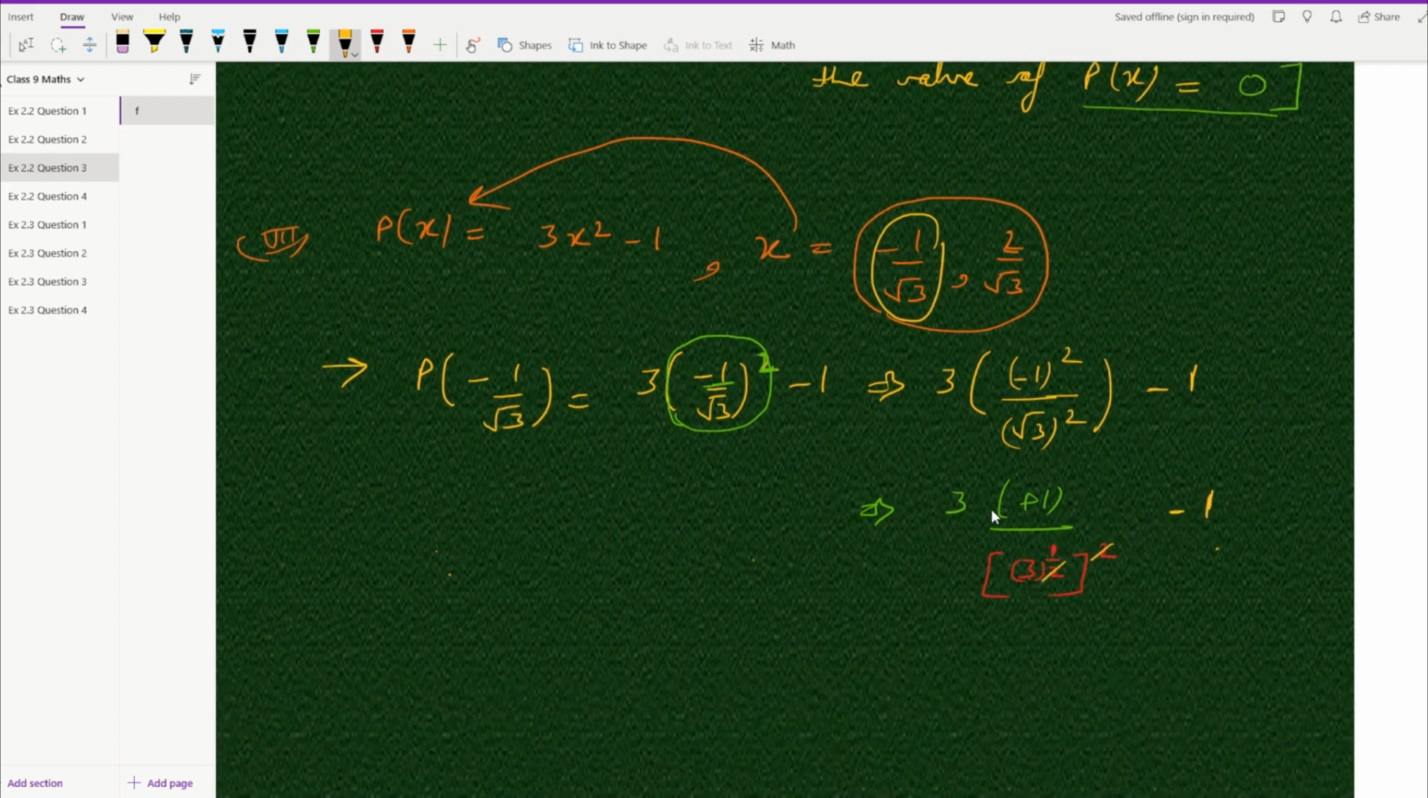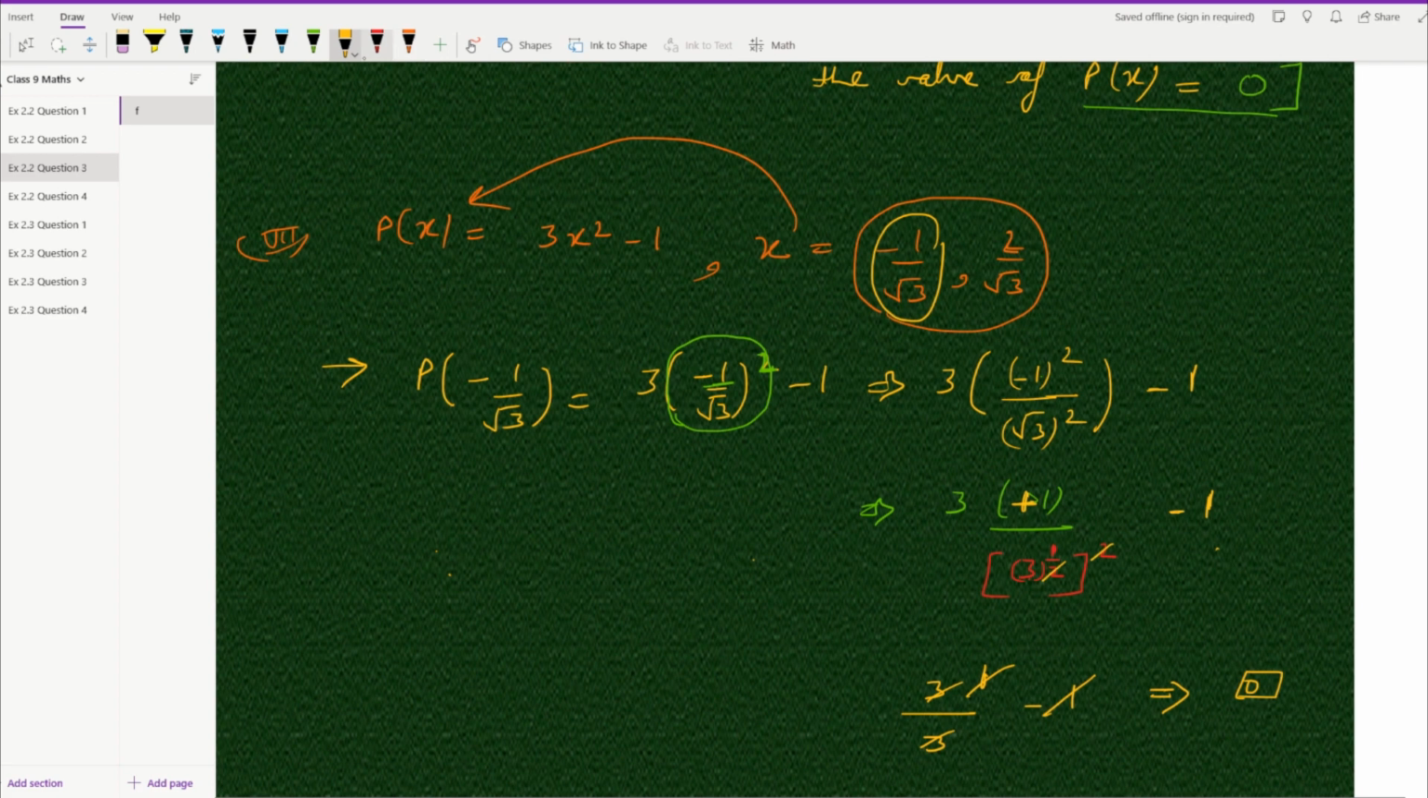Finally, the answer will be 3 × 1/3 − 1. The 3 and 3 cancel, so it will be 1. So the final answer will be 0, because 1 minus 1 is 0. So for the first value, the polynomial has been reduced to 0.